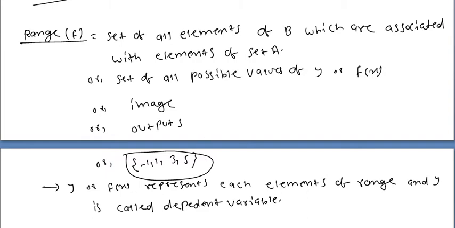f(x) represents each element of the range and y is called the dependent variable. Why is it called the dependent variable? Because it depends on the values of x. But x is independent. Why is x independent? Because it depends on your own choice.